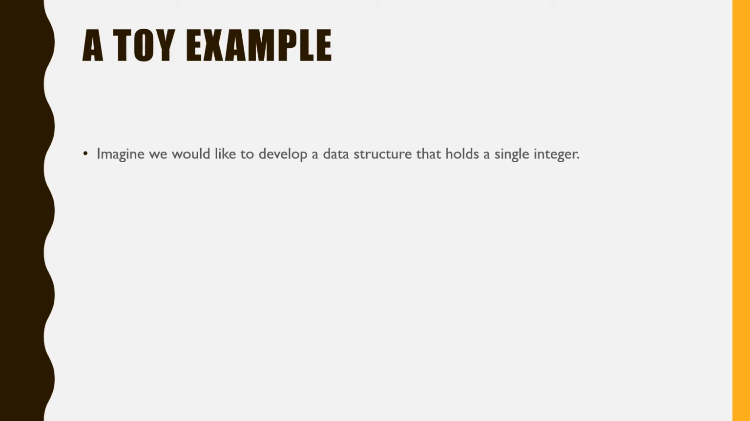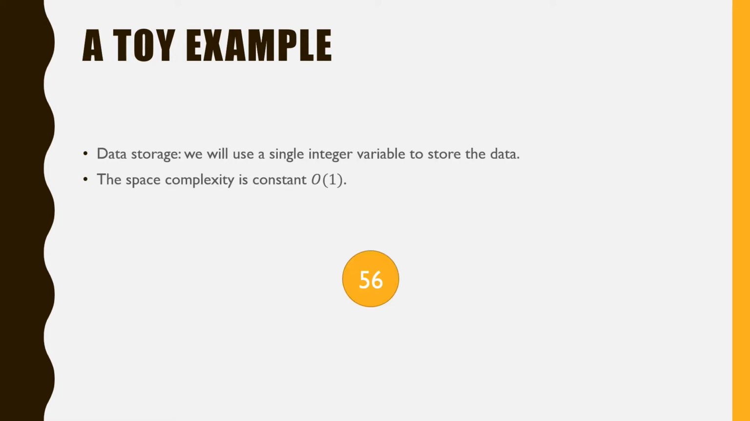Now, I want to illustrate the idea we have discussed above using a very simple example. Imagine that we are interested in developing a data structure to hold a single integer number. Let's begin with data storage. Since we only need to hold a single integer number, we can just use a single variable to store the data internally. And it is easy to see that the space complexity is constant, or O(1).